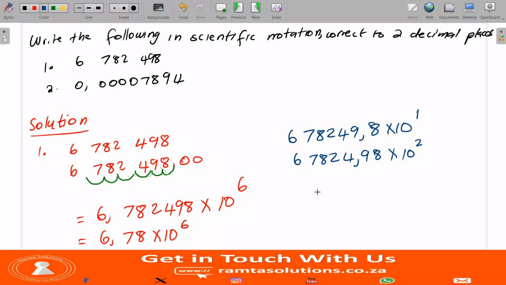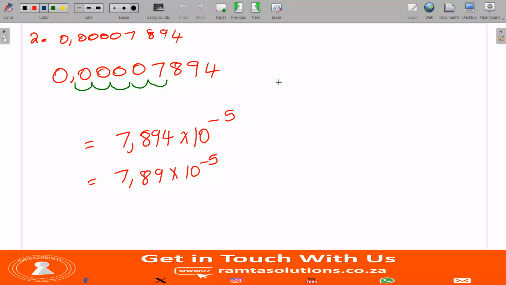So here is your comma. When you move 3 places, 6, 7, 8, 2, 4, 9, 8. Again, if you move whatever number of places, you see, all of them are going to give you the very same answer. They are the same, guys. If you move 4 places to the left, 1, 2, 3, 4. Again, if you move 5, this is how it is. Similarly, with this one, you can move many places.